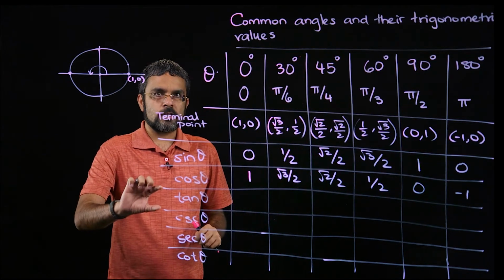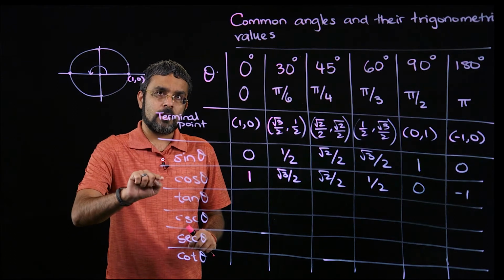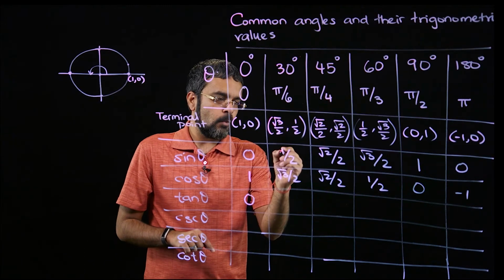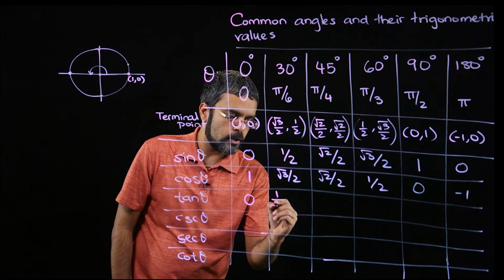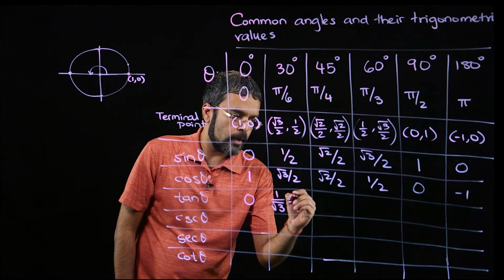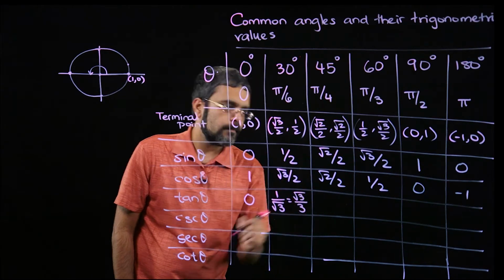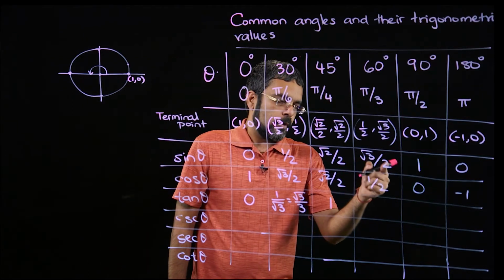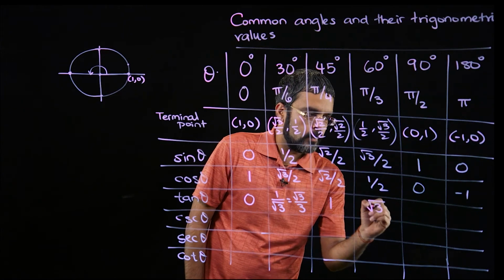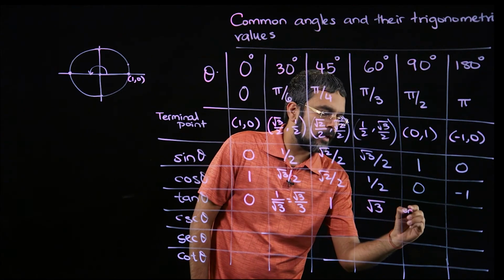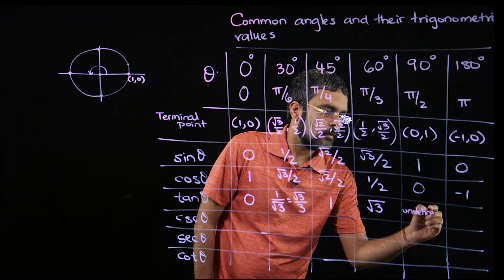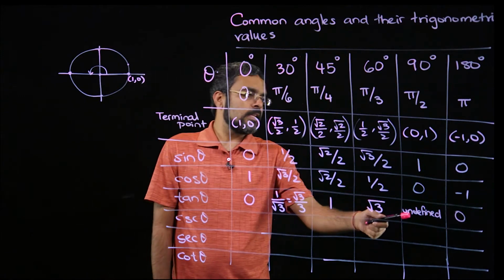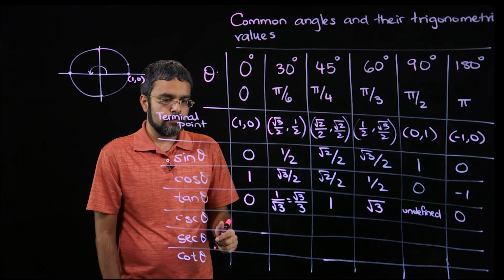How do I get tan theta? If you remember, tan theta is nothing but sine divided by cosine. So I'm going to do 0 divided by 1, which is 0. And then I have 1/2 divided by root 3 over 2, and I get that to be 1 over root 3, or you can also write this as root 3 over 3. I'm dividing the same number, so I get 1. Root 3 over 2 divided by a half gives me root 3. And then 1 divided by 0 is undefined. And 0 divided by negative 1 is 0. So remember one thing, tangent of 90 degrees is actually undefined.